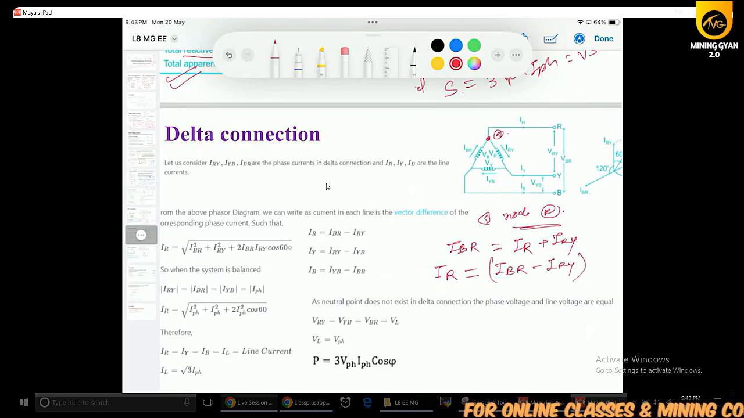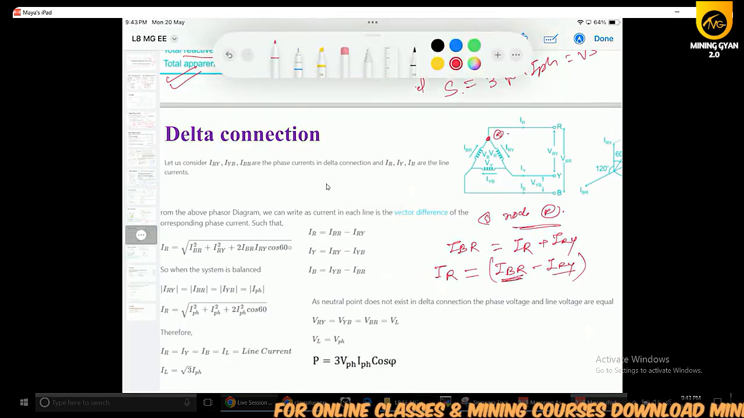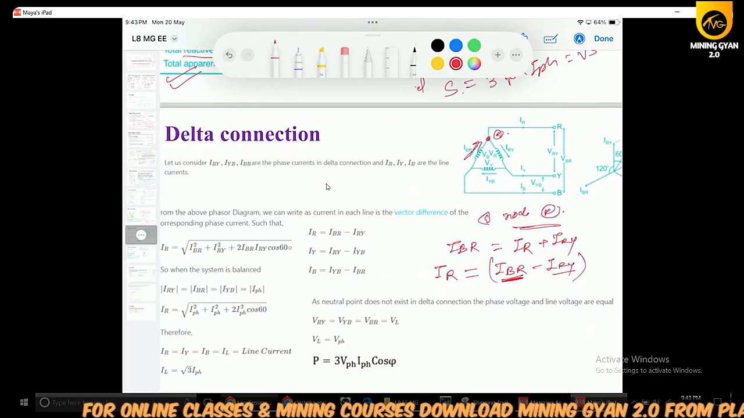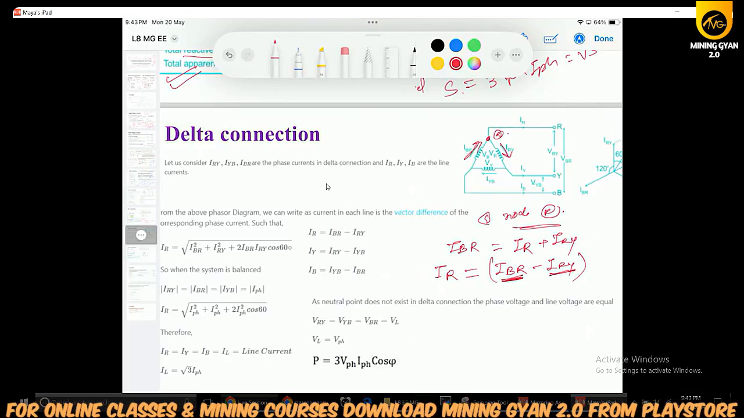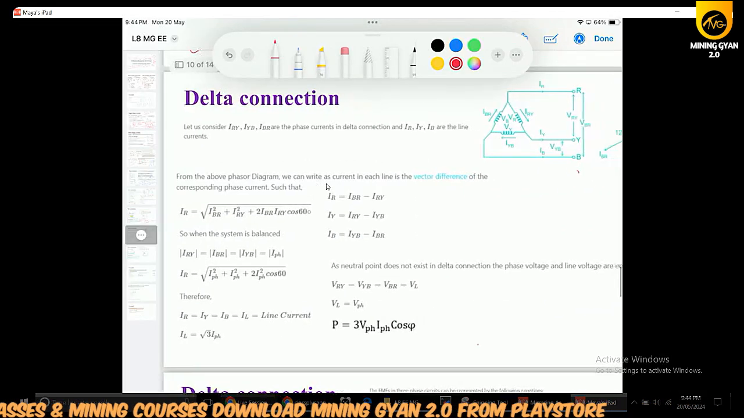IBR and IRY are the phase currents, because IBR current is flowing through this phase only and IRY current is flowing through this phase only. So line current equals IBR minus IRY. Likewise, you can calculate for IY and IB also. So in case of delta connection, phase voltage and line voltage will be the same, but the line current and phase currents will be different.